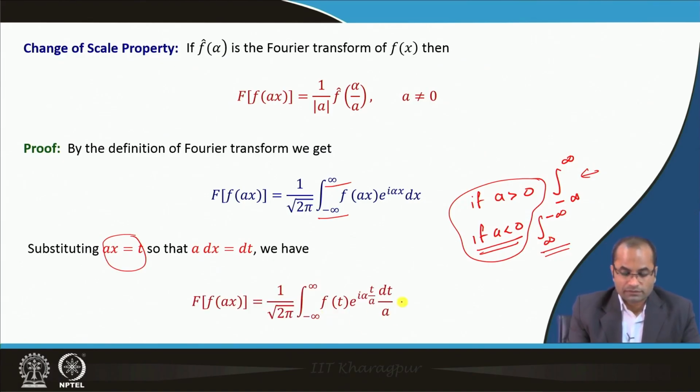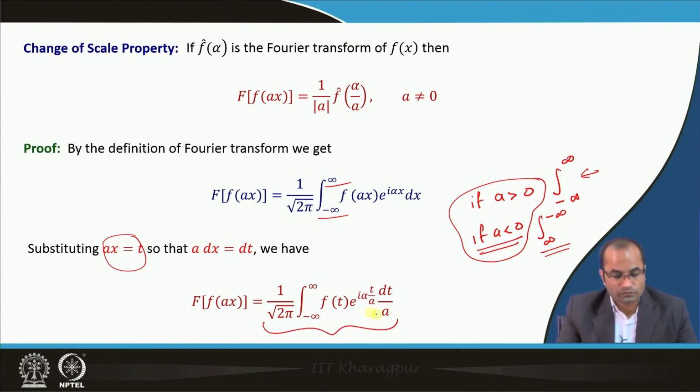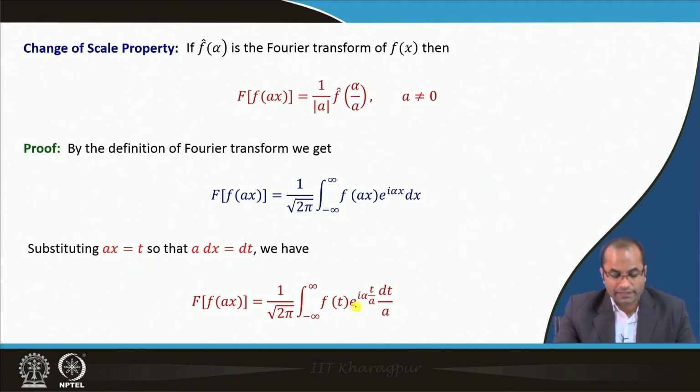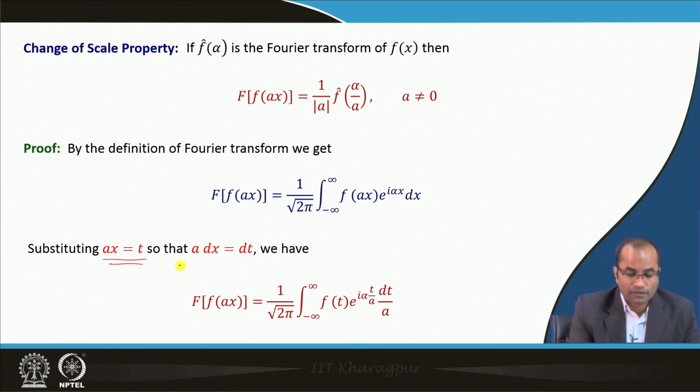Suppose a is positive, then we have the situation where dt over a comes from dx, and then we have minus infinity to plus infinity. But if a is negative, then the limits will change from minus infinity to plus infinity, and then we have again a similar structure as before.